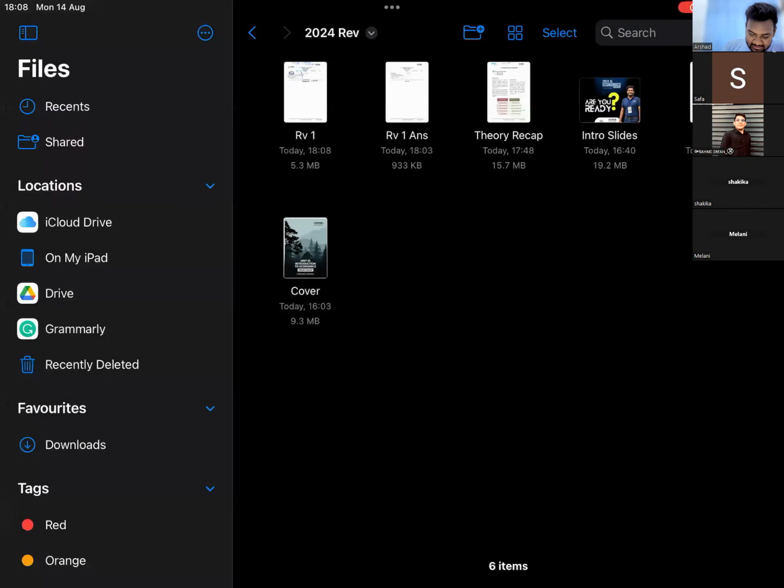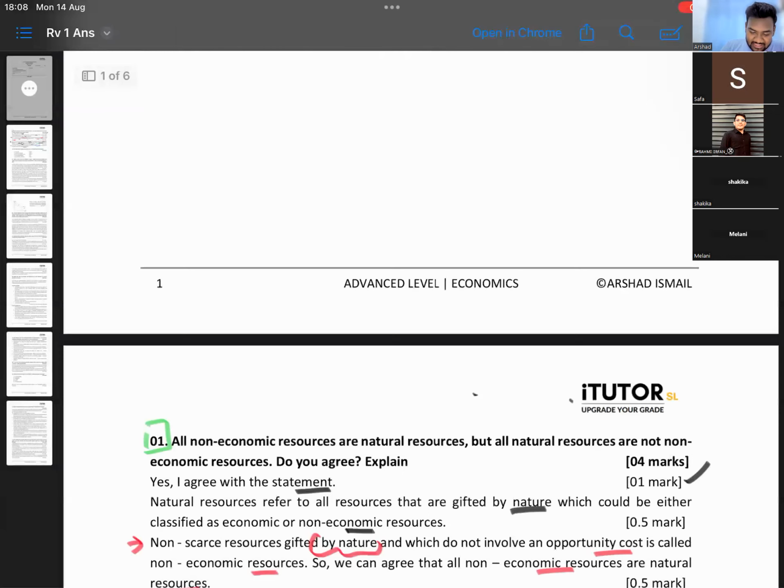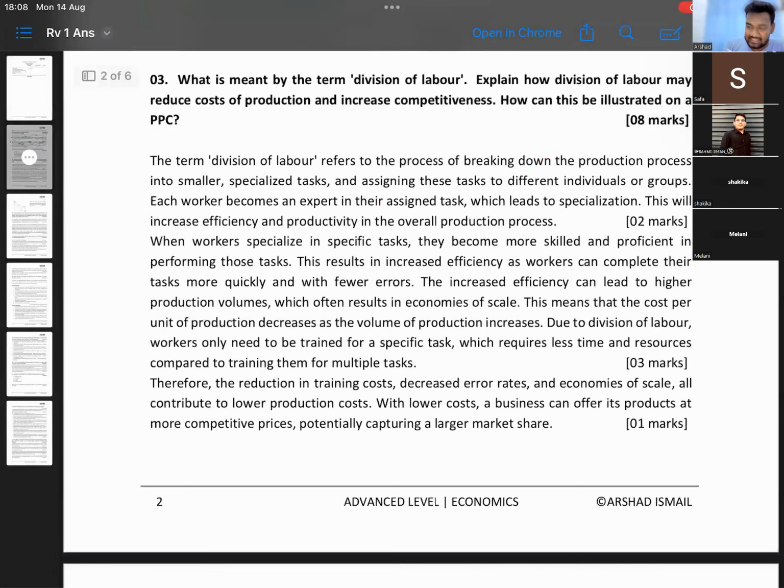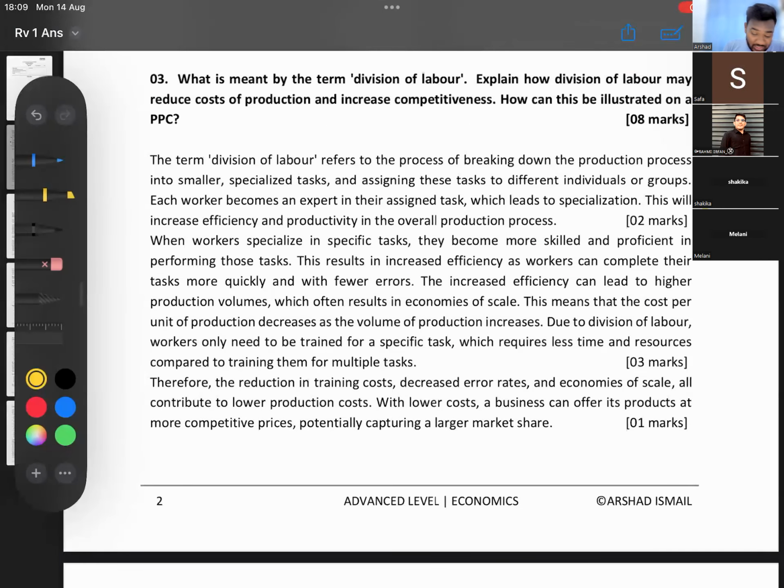Where are the answers? Look at this case. So this is the definition that I'm not going to go through. Look at this now. Let me read this answer for you all. See how it works. I am saying when workers specialize.